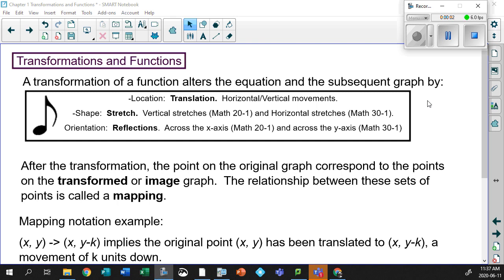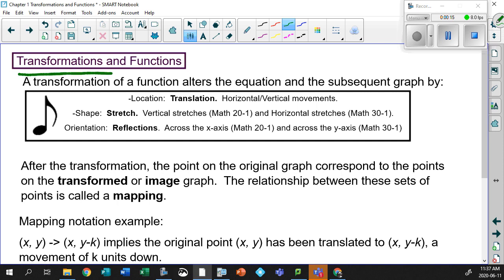All right, let's start finally with Math 30-1, because if you think about it, we did all this wonderful review so far, but we haven't really gotten to the meat and potatoes of Math 30-1. Remember the name of this unit? Transformations and functions. So we're looking at transformations.